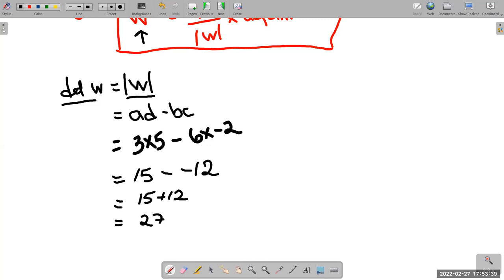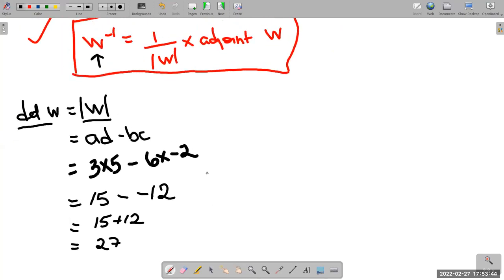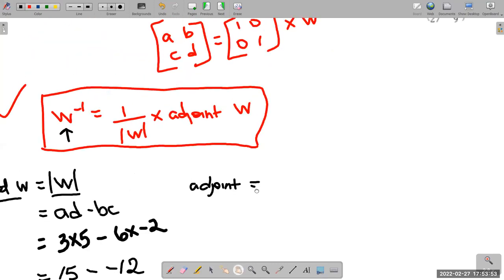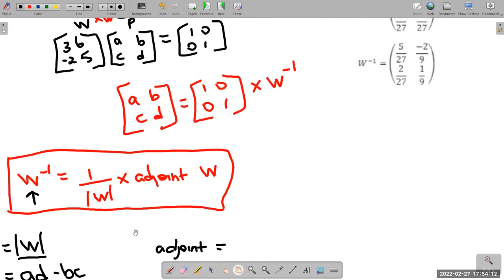Okay, good. Now that we have the determinant, which is 27, we need to find the adjoint. How do we find the adjoint of any matrix? It's 2 steps. The first thing you do is you switch the leading diagonal. So 3 and 5 would swap positions. And then you apply -1. You multiply the non-leading elements by -1. So you apply -1 to 6 and you multiply -2 by -1. So what do you think we're going to end up with? What's the first element going to be now? Instead of 3, what is it going to be?